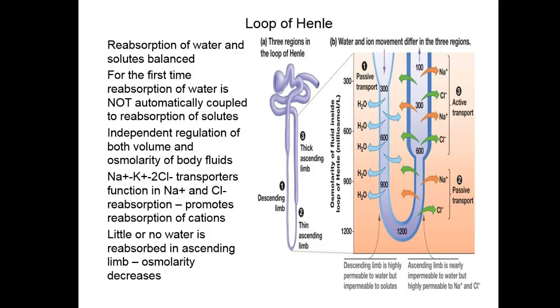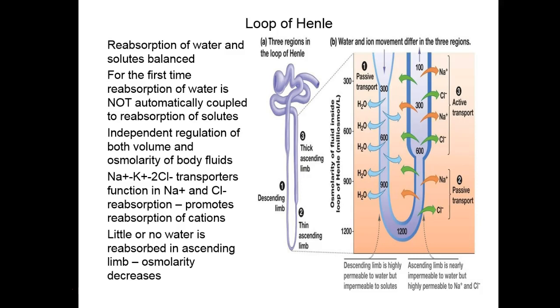And then moving on to the loop of Henle, that's that hanging loop, whether you are a cortical nephron or a juxtamedullary nephron, you both have a loop of Henle. And what happens is water and solutes are balanced. So there is some reabsorption of solutes, but it's balanced. For the first time, some reabsorption of water is not automatically coupled with solutes, because what we're trying to do is to increase the concentration of solutes.